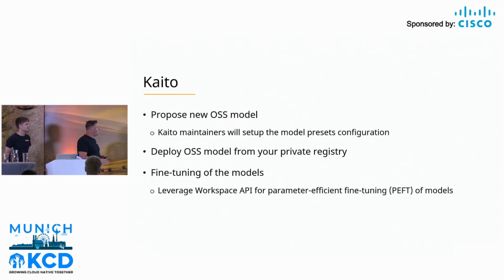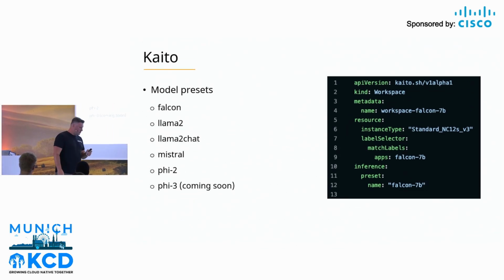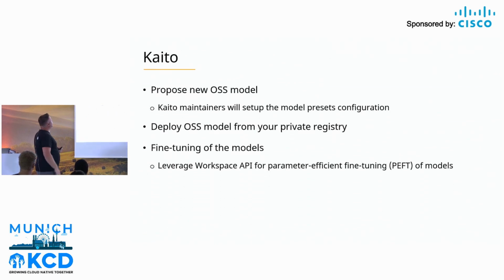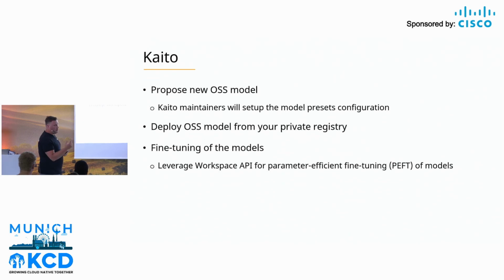If you don't find the model you want to run on this list, you can make a proposal to the Kaito team, and if they agree on the proposal, they will set up a new preset, and you can apply the YAML. You can use any of those and apply it from your own registry. But if you have a model which is not supported by the Kaito controller, it will be rejected by a validation webhook. So you can use your own preset and your own model.